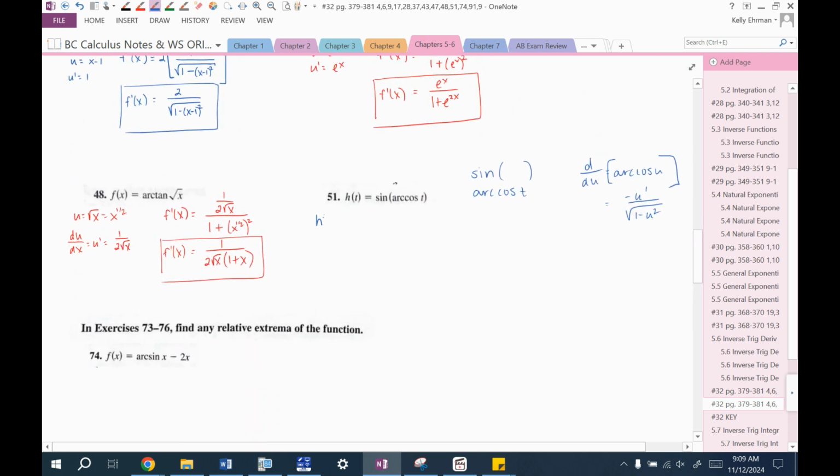All right, so h prime of t is going to equal, what's the derivative of sine? Cosine of arc cosine of t times the derivative of arc cosine of t. So that's going to be, okay, so t is our u, right? u prime, du dt, would be 1. So this is going to be negative 1 over square root of 1 minus t squared. What about this? Cosine of arc cosine cancels out. So you have negative 1 times t over the square root of 1 minus t squared.